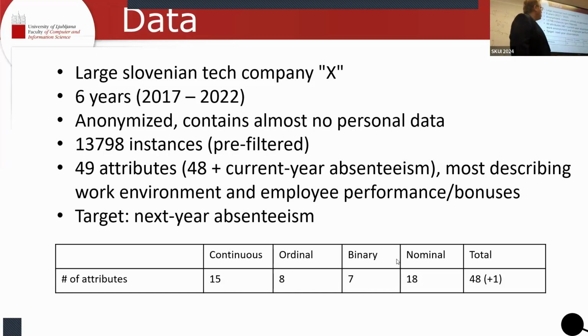And this data was actually pre-filtered, which is something I did not like, because they did not dare to export the data for higher management. So only for, let's say, normal workforce. Well, we had 49 attributes, so 48 were actually describing people, and one was the absenteeism in the current year, in terms of this number from 0 to 1. And the target that we wanted to predict was next year's absenteeism. So this is the breakdown of the attributes.